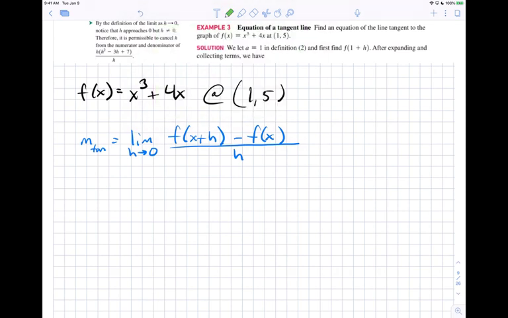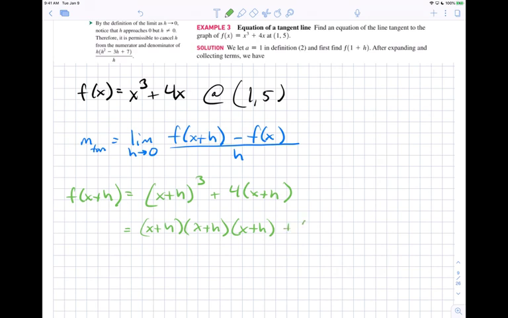So if we focus on f of x plus h, then we're going to have x plus h cubed, plus 4 times x plus h. So it looks like we need to expand that out. So this is going to be x plus h times x plus h times x plus h, plus 4x plus 4h.